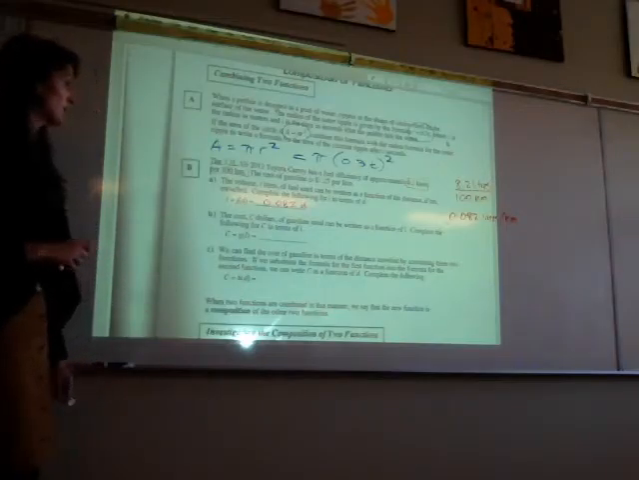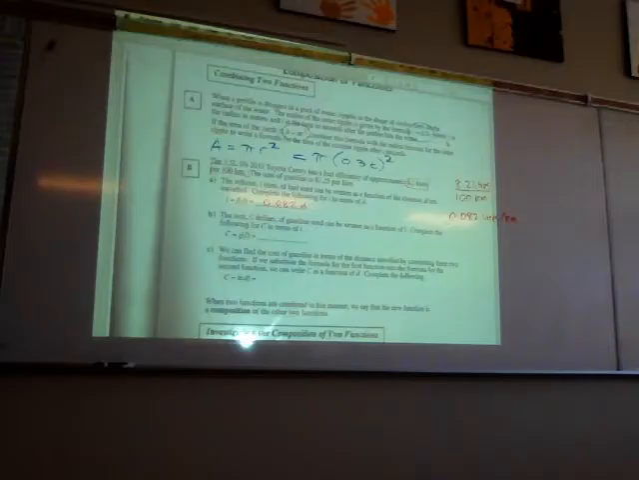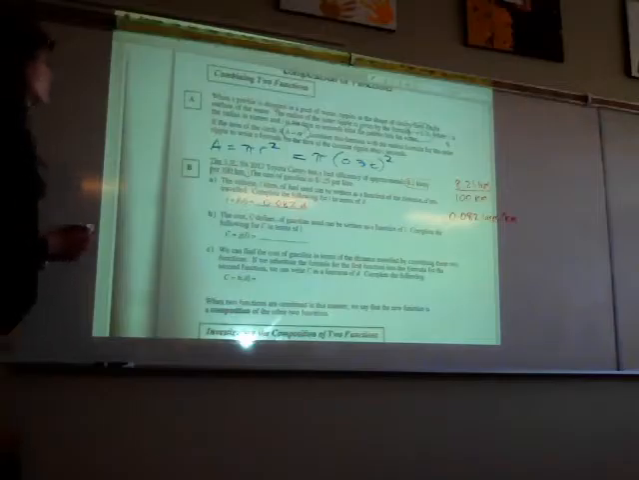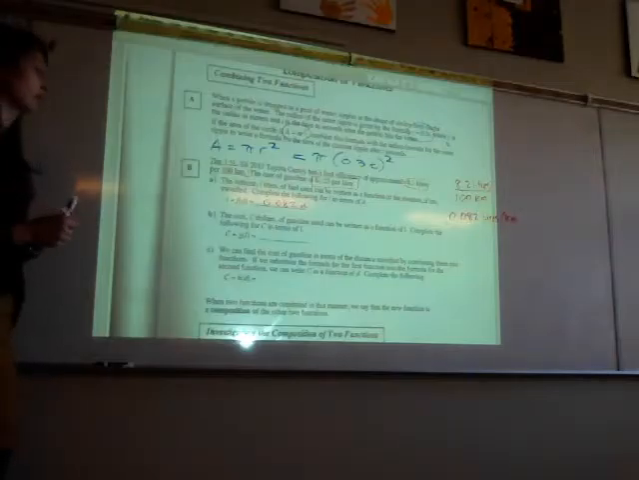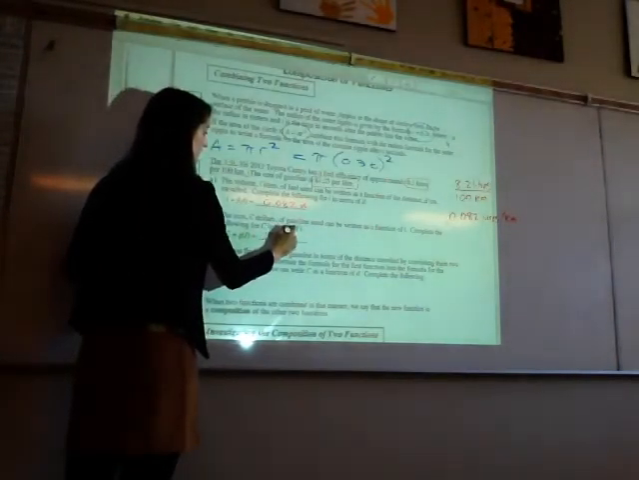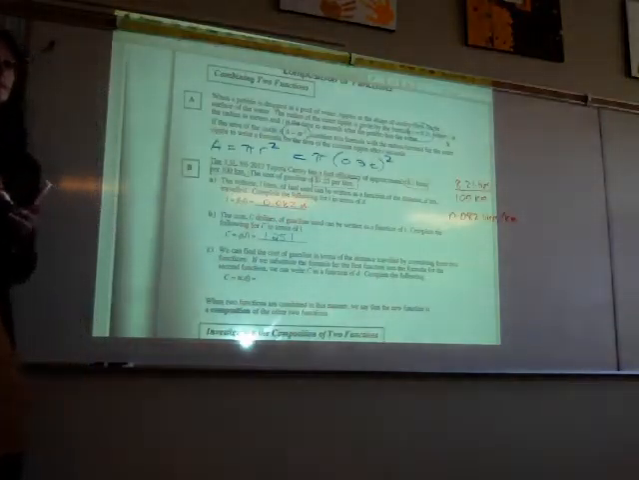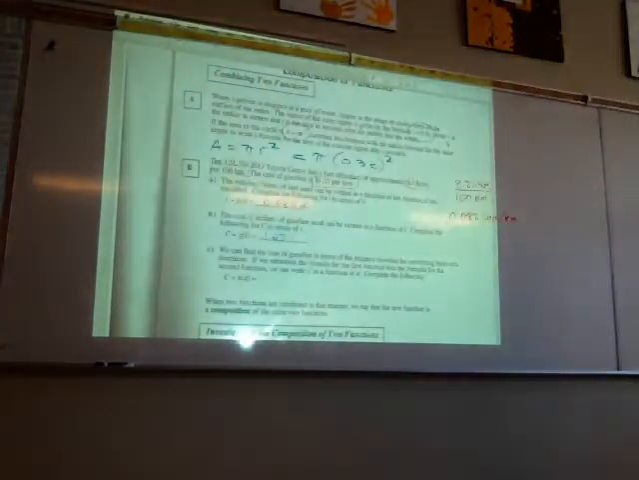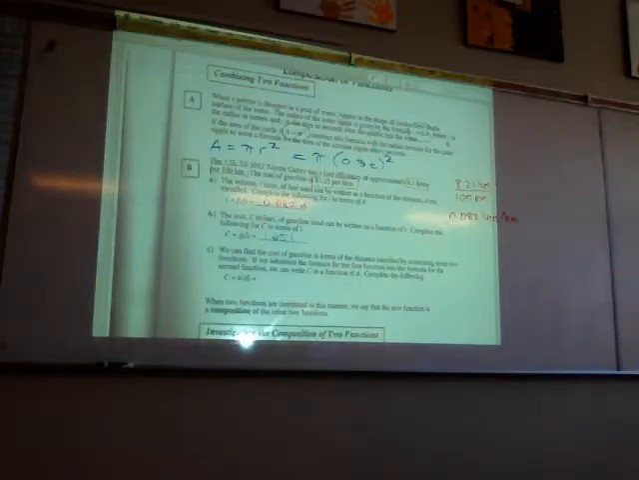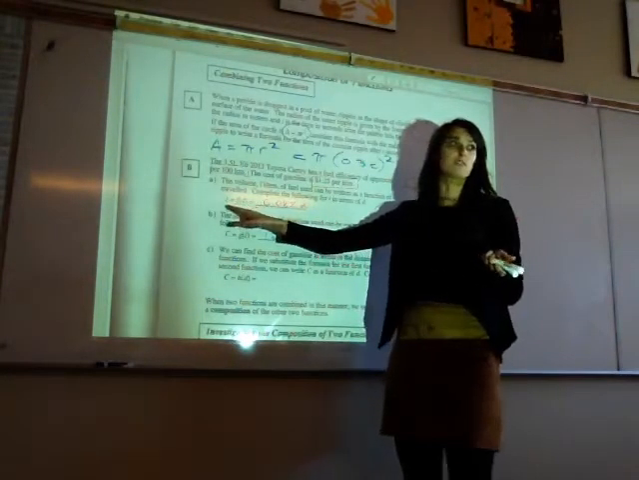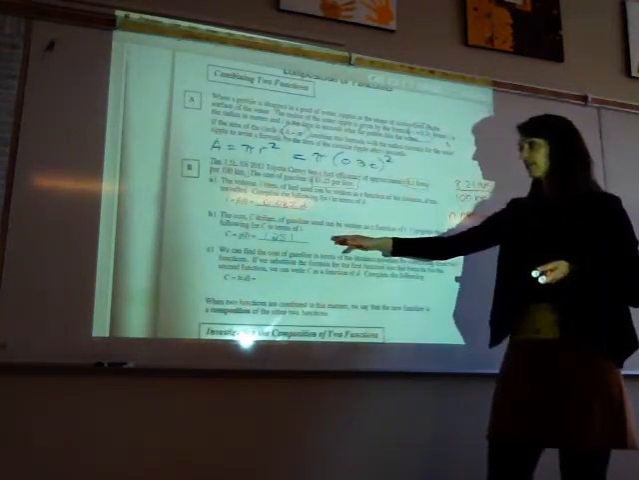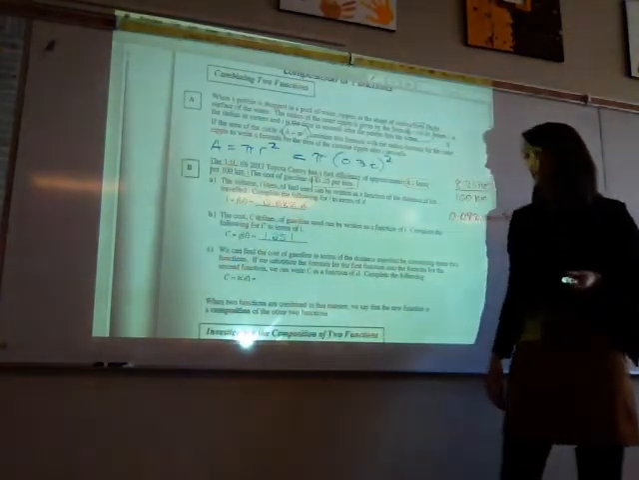Okay, for part B, the cost, C, dollars of gasoline used can be written as a function of L. Complete the following for C in terms of L. So on this one, they're telling us that it's $1.25 per liter. So just 1.25 for every liter. So we've established two functions now. We have one function f of d, which is representing the volume, liters, and the other function g of L, which is representing the cost.